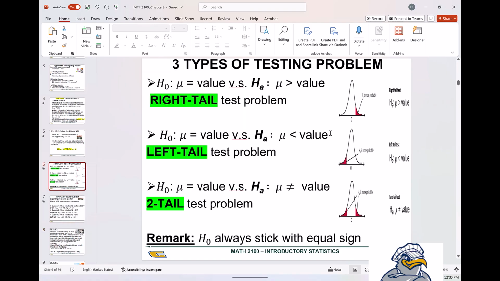So greater than, right? Greater than. Mu or p, right? If we talk about proportion here, it's just p greater than a value.